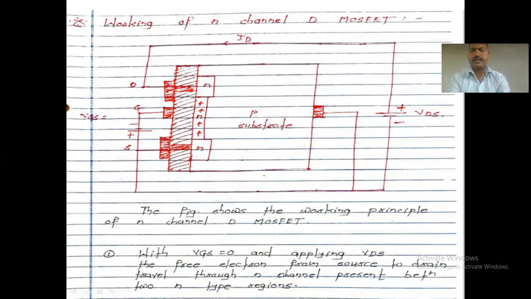See, we have seen the working of n channel D MOSFET. It is the same as a junction field effect transistor. There should not be any difference between JFET and D MOSFET, because whatever is used in the case of JFET to create the depletion region, that is, negative voltage provided between gate and source, the same thing is provided in the case of D type MOSFET.